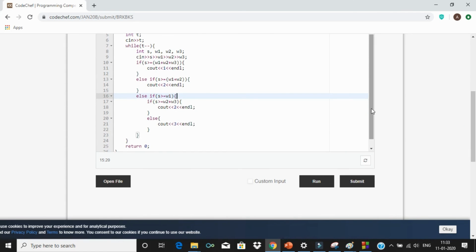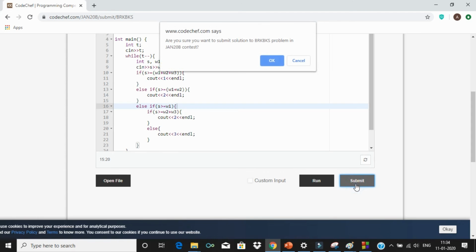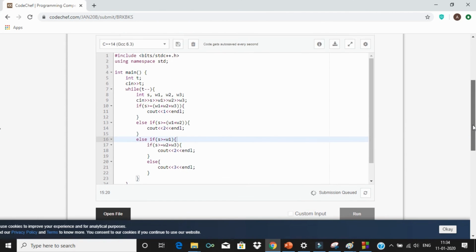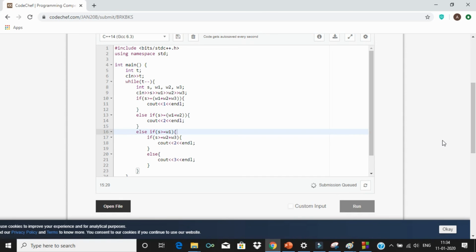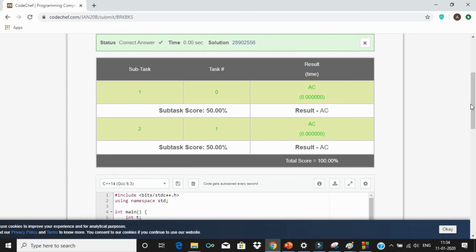So let's try to submit our code. This is all about this question.